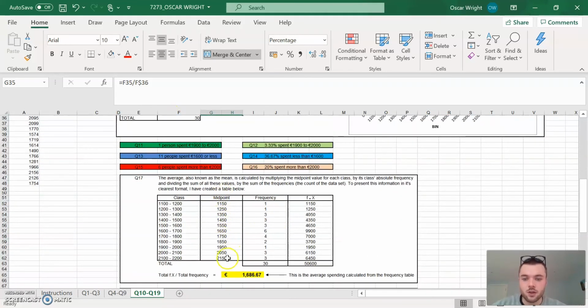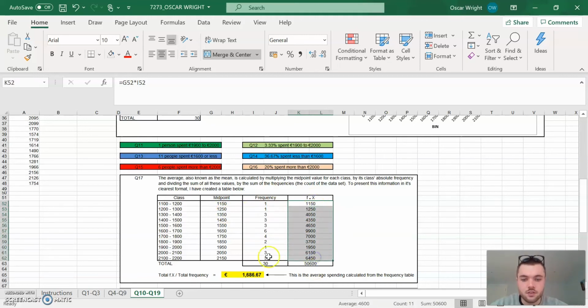But we need to put in a midpoint column. And this is essentially the average for each class. So the middle value between 1100 and 1200 is 1150. As we can see, that goes down, and it's the same, 1,800, 1,900, the middle value is 1,850. Then to calculate, we kind of calculate a weighted average. So we do the frequency times the midpoint, and that's what we have in this final column. So we have 1,150, as that's 1 times 1,150, and we do that for each class.